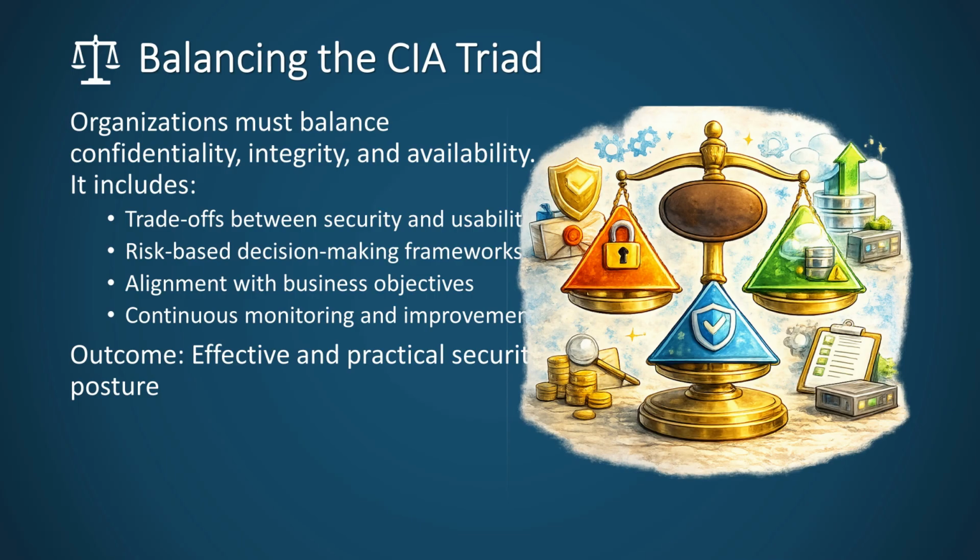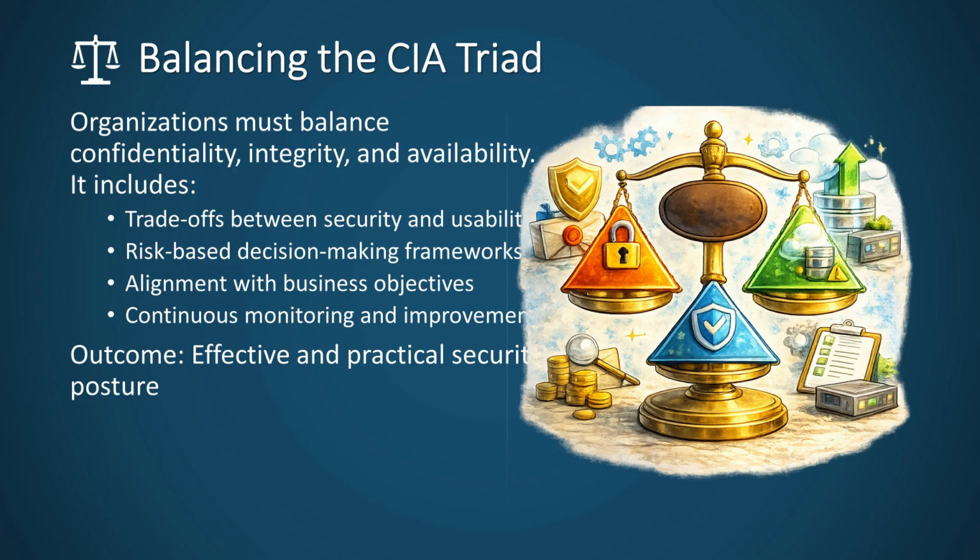That's why organizations rely on risk-based decision-making frameworks. Instead of trying to make everything perfect, they weigh the risks and decide which controls make sense for their business. The goal is to align security with business objectives, so protection doesn't come at the cost of usability. Another key part of balance is continuous monitoring and improvement. Threats change, technology evolves, and business needs shift. By regularly reviewing and adjusting controls, organizations can maintain the right balance over time.